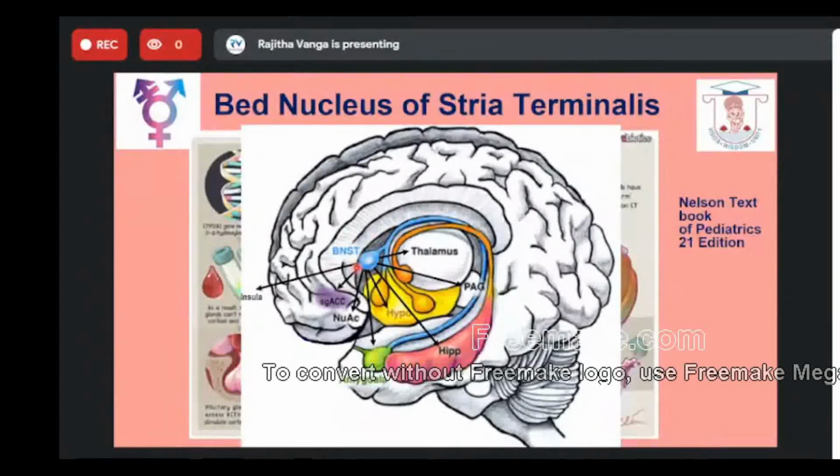This is the bed nucleus of stria terminalis, and here is the amygdala. From the amygdala, we can see the stria terminalis is the efferent tract going to the septal nuclei, which are located towards the hypothalamus. And we can see here, this is the bed nucleus of stria terminalis.